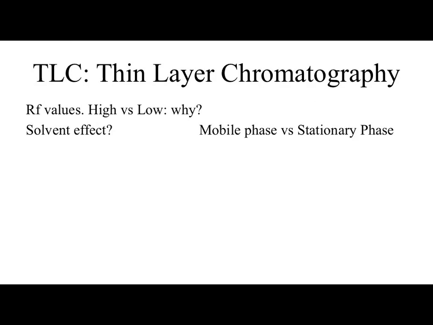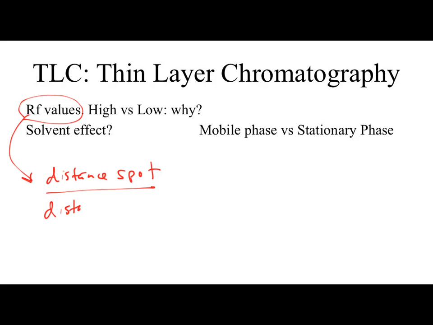We can do thin layer chromatography next. Okay, so what we're looking at, there's a couple things, or a lot of things that we could look at. You get RF values. How do you calculate an RF value? It's the distance of your spot divided by the distance of your solvent. Okay, that gives you an RF. What's the maximum value you could get? 1.